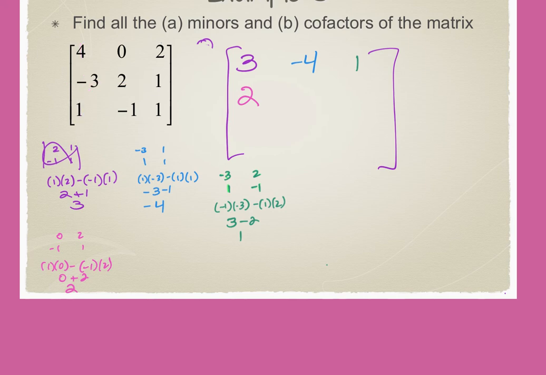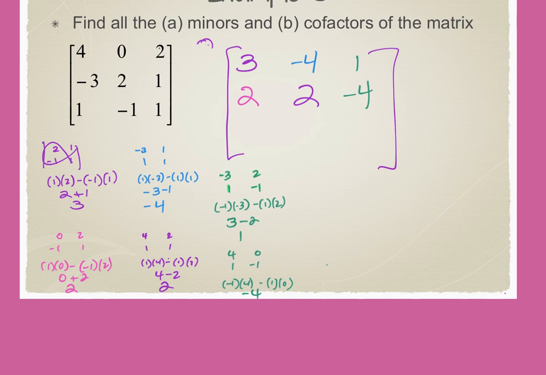Then I go to the row and the column that the 2's in, and I get 4, 2, 1, 1. 1 times 4 minus 1 times 2, 4 minus 2, 2. And then I go to the row and the column that the 1's in, and I get 4, 0, 1, -1. So -1 times 4 minus 1 times 0. -4 minus 0, so -4.